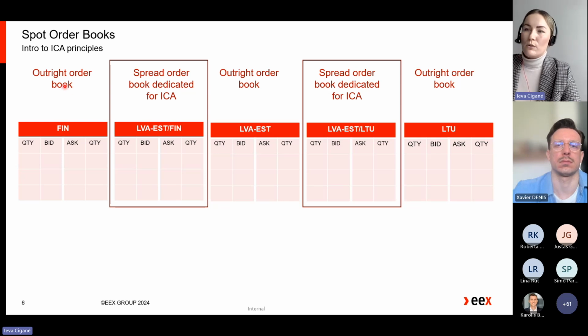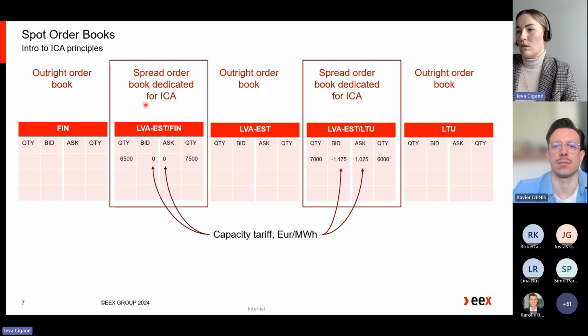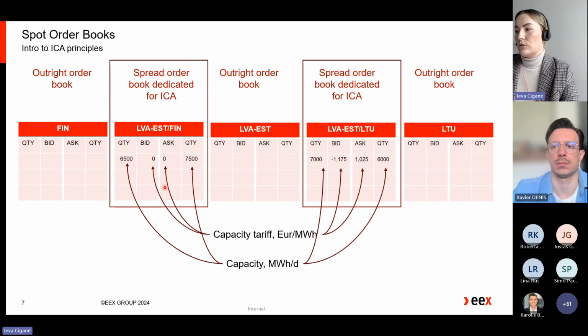So if we are looking in the outright order books, the standard is that quantity represents megawatt hours or megawatts of gas, and bid asks refer to euros per megawatt hour. And then when we look into the spread order books dedicated for EECA, of course, there we will see some numbers as well, but it will have a bit different meaning. So on the bid and the ask, numbers will refer to capacity tariffs. Tariffs which are approved by TSOs, if there are any, and the quantity will refer to capacity. So how much capacity has been dedicated for the exchange to allocate.